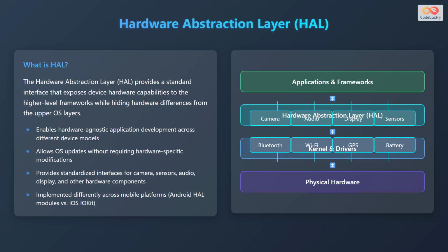The hardware abstraction layer is implemented differently across mobile platforms. For example, Android uses HAL modules and iOS uses IOKit. The hardware abstraction layer provides an interface between the applications and frameworks and the kernel and drivers. It allows applications to interact with hardware components such as the camera, audio, display, sensors, Bluetooth, Wi-Fi, GPS, and battery without needing to know the specific details of the hardware.